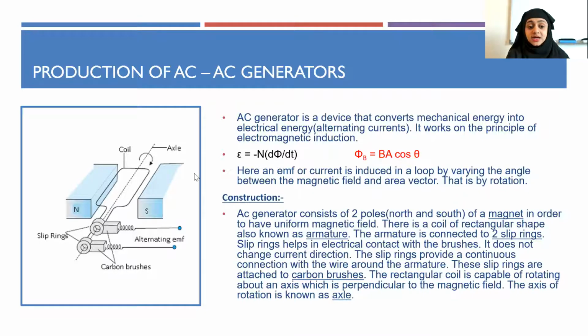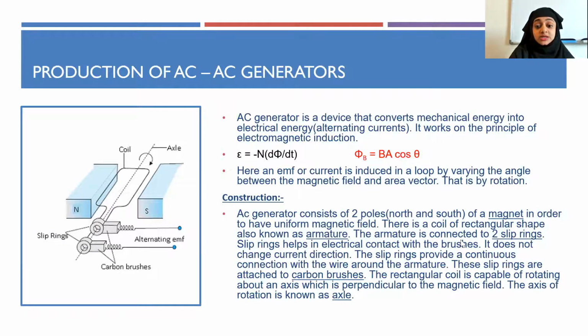Here you can see a diagram showing different parts of an AC generator. An AC generator consists of two poles, north and south of a magnet. Here you can see a magnet shown in blue color. There is a north pole and a south pole, and there is a coil of rectangular shaped wire known as armature. Armature means this coil of wire which is rotating. So the rotating part of an AC generator is called armature. So this coil is called the armature because it rotates.